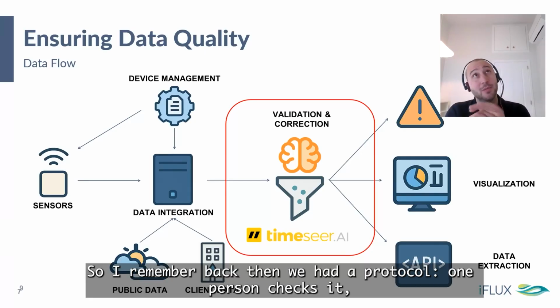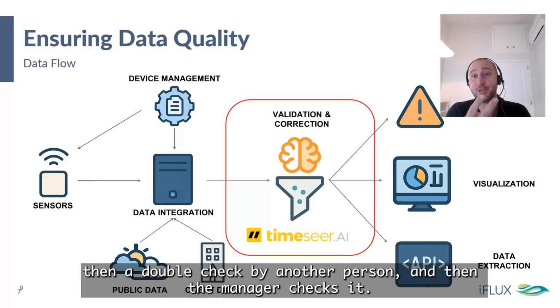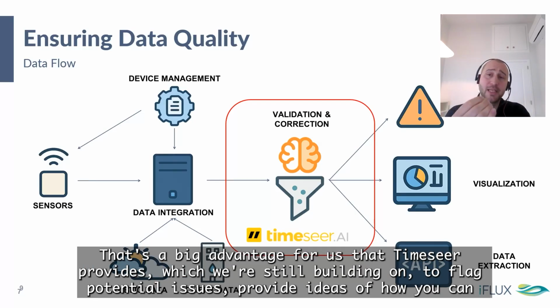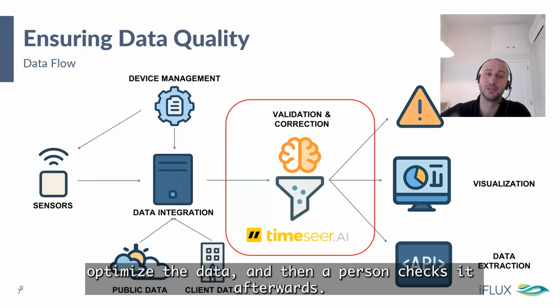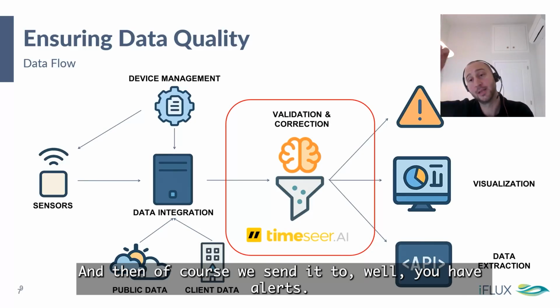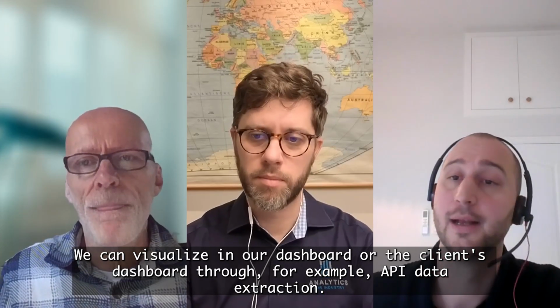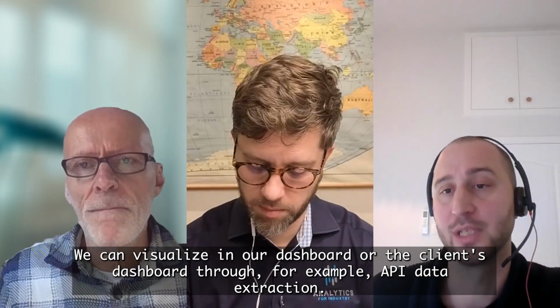Yeah. So I remember back then we had a protocol of like, okay, one person checks it, then a double check by another person, and then the manager checks it. So it's 3 times. Yeah. 3 different persons to check the same time series. A high cost. So that's a big advantage for us that time series provides, which we're still building on, I have to admit. But to flag potential issues, provide ideas of how you can optimize the data, and then a person checks it afterwards. And then, of course, we send it to, well, we have alerts. We can visualize in our dashboard or the client's dashboard through, for example, API data extraction.